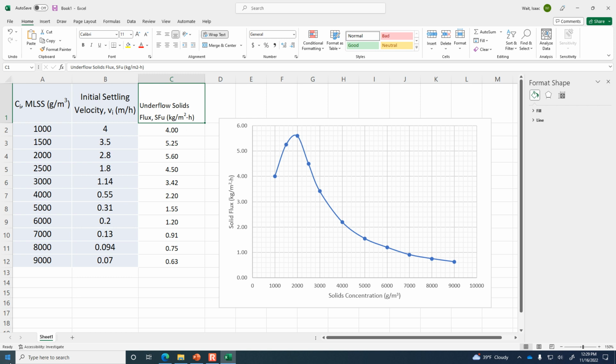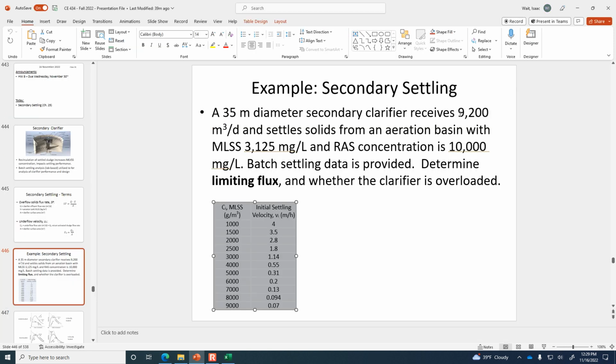Now, what we need to do at first is just calculate this on the basis of the flow rate that we have in this example, which is 9,200 cubic meters per day. So 9,200 cubic meters per day. And for now, let's just leave x as a variable. X is the concentration of the suspended solids. And divide that by the area of 962.11 meters squared. Okay, so that is 9.56 meters per day multiplied by x, which we haven't yet substituted into.